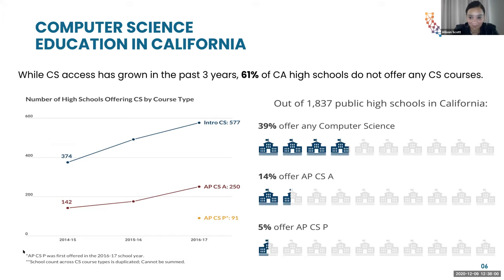As you can see from this first chart here on the left, we've actually seen a pretty significant growth in access to CS courses over the past 3 years, but we still see that 61% of high schools in California do not offer any CS courses, and fewer are offering AP CS courses.